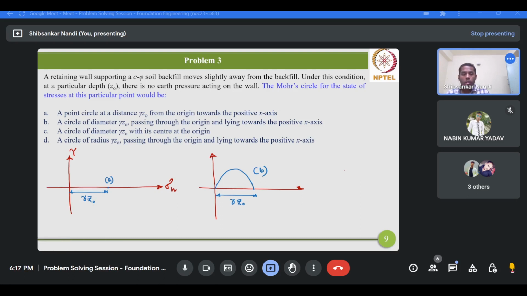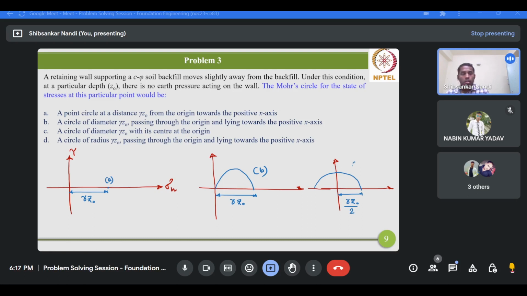Now what is in option C? In option C, a circle of diameter gamma Z0 with its center at the origin. Okay, so that means this kind of scenario. We are having a circle of diameter gamma Z0, and again the center is at the origin. That means the radius here would be gamma Z0 by 2.